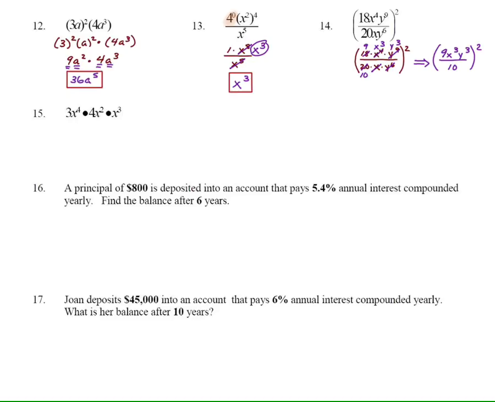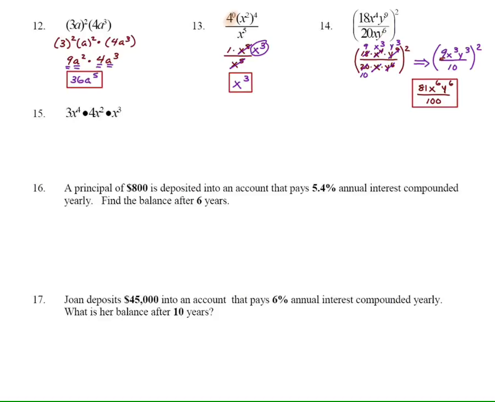So now I need to square each part on the inside. So 9 squared is 81. X cubed squared, you'd multiply the exponents, you get x to the 6th, y to the 6th over 100, and that would be your final answer. I think this approach is a little bit better than trying to square 18, square 20, and then reduce. You're dealing with smaller numbers when you reduce first. So that's how I approach any problem like that that's a fraction raised to a power.